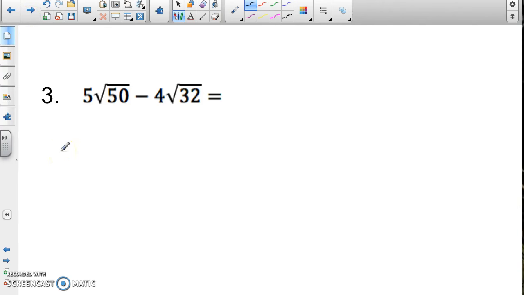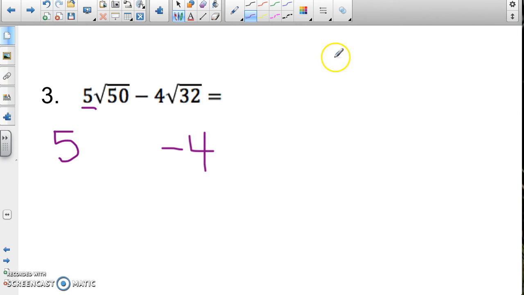Number 3 gets a little bit more challenging because we can break down radical 50 and we can break down radical 32. Neither of these terms are in simplest radical form like we want. So let's start with the radical 50. And what I would suggest doing, before you even break down radical 50, is bring this 5 down because you do not want to forget about this 5. And I would even bring down this minus and then the 4, just so we don't forget about the 4.